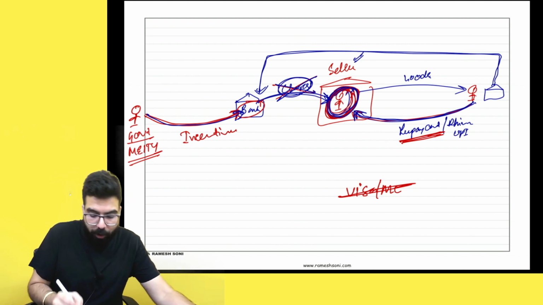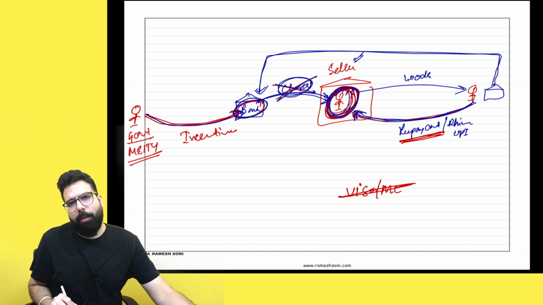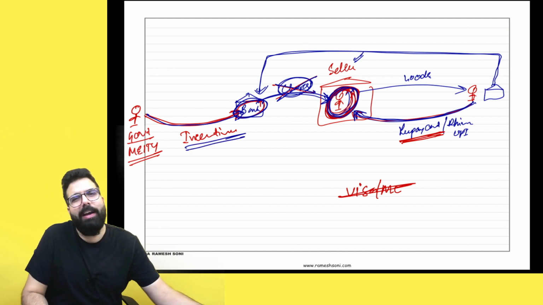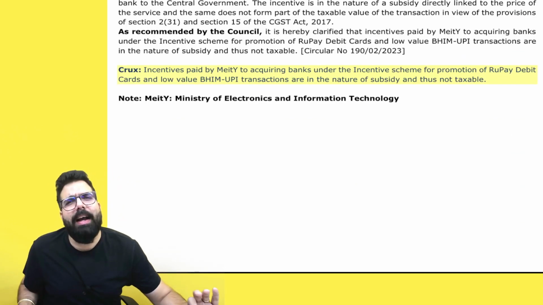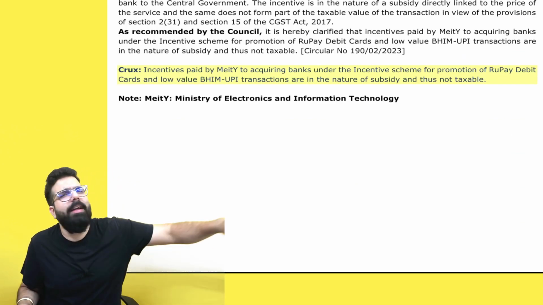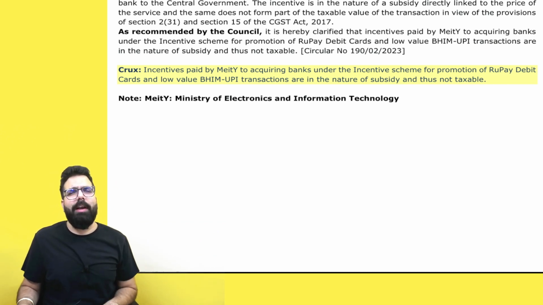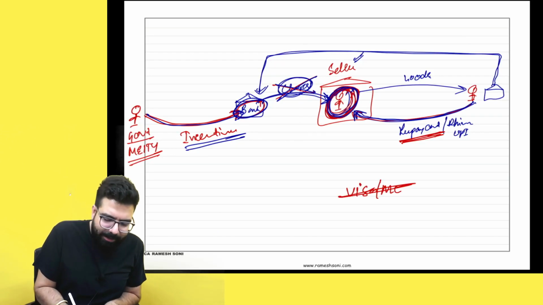So in this scenario, the banks asked the government whether GST will come on these incentives. The government told them, it is very simple. Any amount paid by the government, if the government has given you a subsidy, is it ever consideration? So here the simple clarification came that, sir, banks are providing the services.